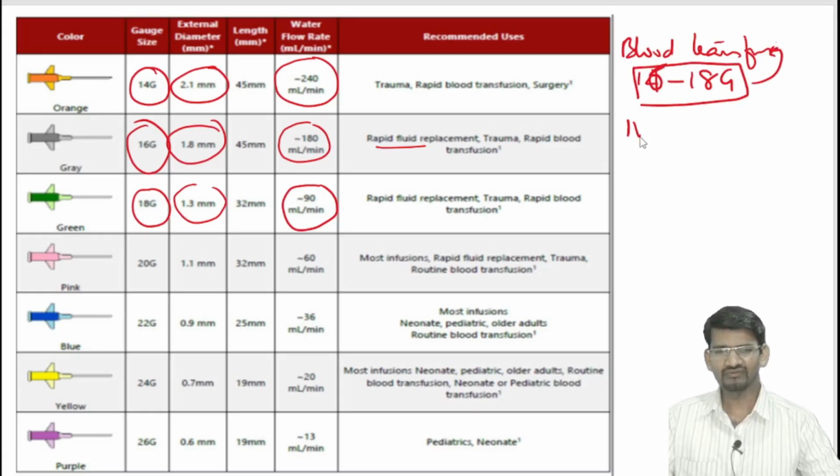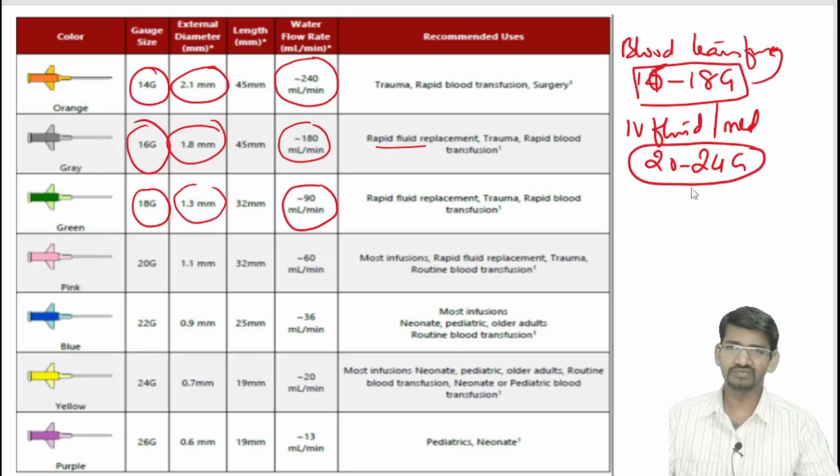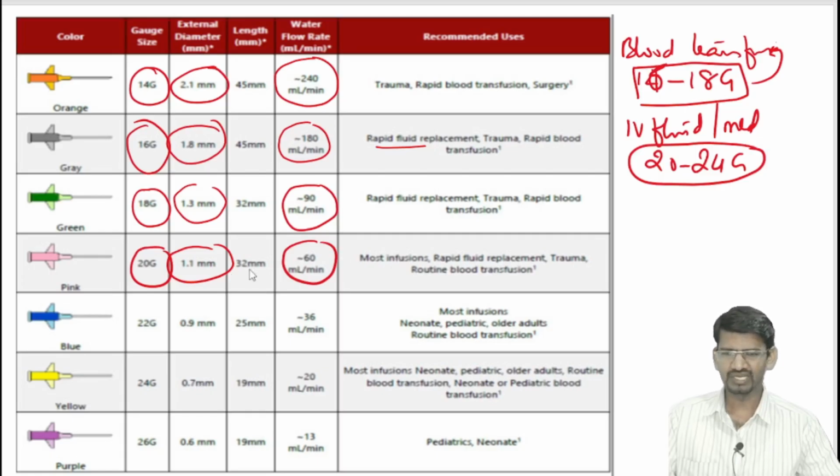And for routine IV fluid administration and medication administration, we commonly use 20 to 24 gauge cannulas, for routine cases of IV fluid administration or routine medication administration. Then coming to the pink, that is the 20 gauge cannula. This is most commonly used for all adults, where the diameter is 1.1 mm and it delivers nearly 60 ml per minute. Most infusions are administered through this pink cannula, and it is even used for blood transfusion and fluid replacement. So commonly it is used.